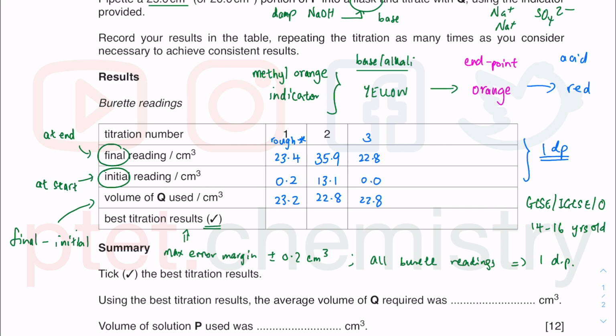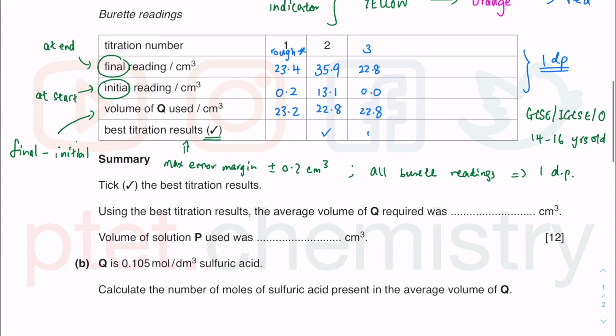Okay, so we need to try and put a tick on the best titre. We never tick the rough titre, because the rough titre is a rough titre for a reason. It's rough. It's going to be in excess. It is what you do so that you know roughly what volume you need to stop after you add there.